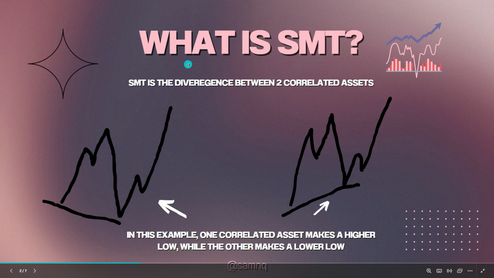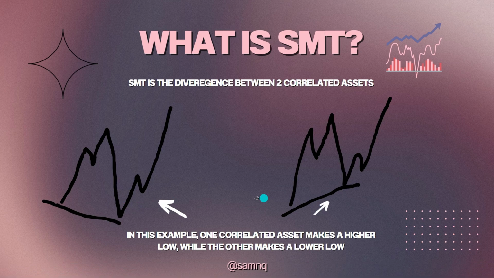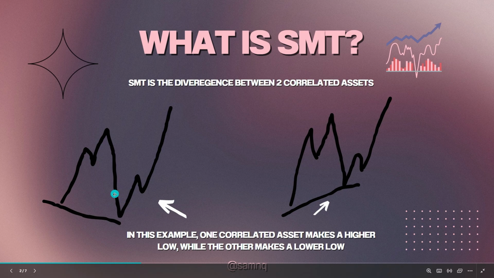What exactly is SMT? SMT is a divergence between two correlated assets. In this example, one correlated asset makes a higher low while the other one makes a lower low. So you can see this one makes a lower low while this correlated asset makes a higher low.